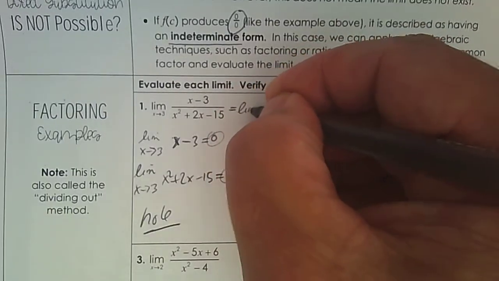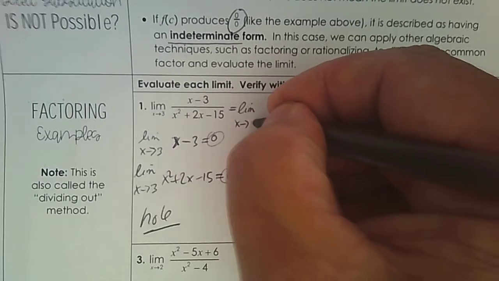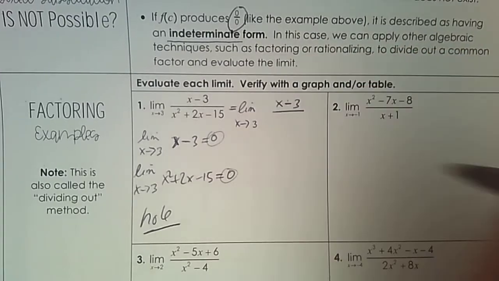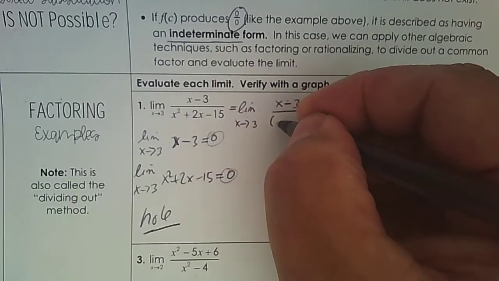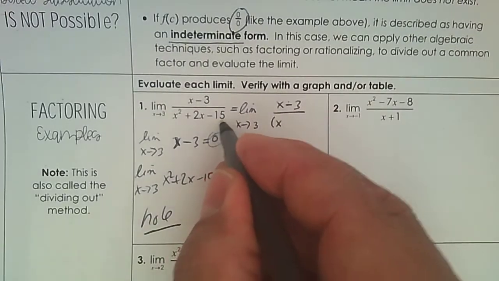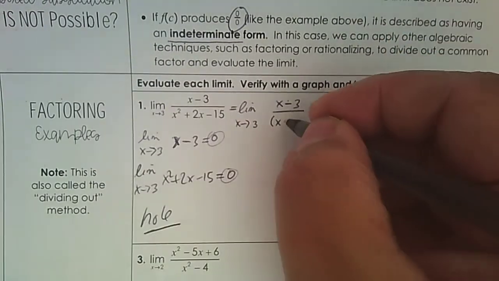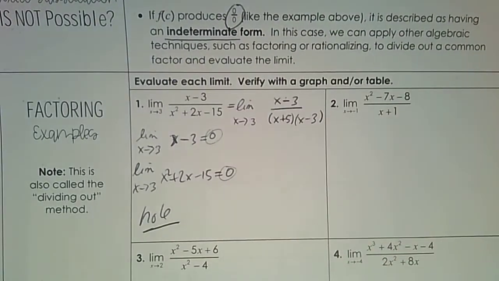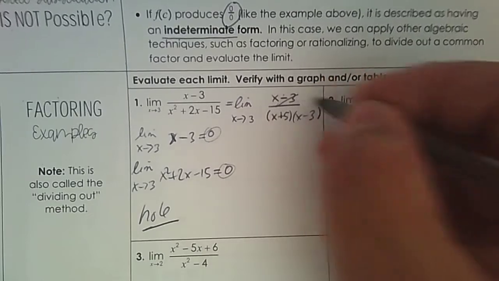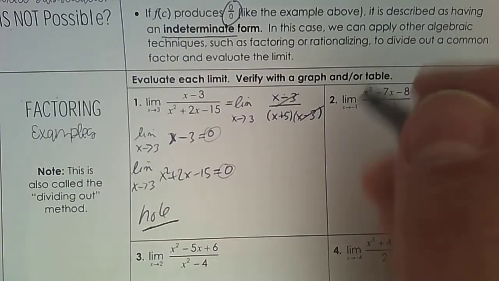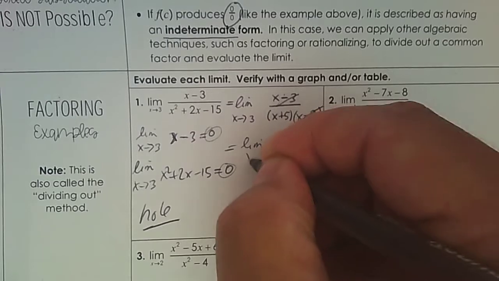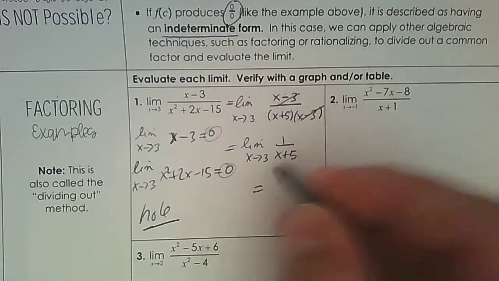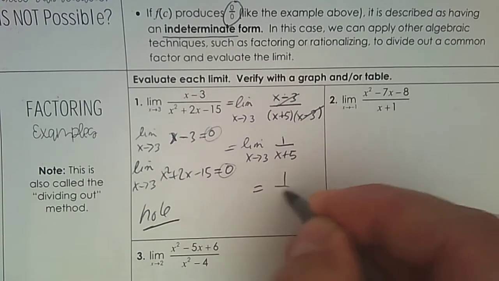So what we're going to do algebraically is simplify it. To simplify this, we're going to factor. To factor the denominator, it's a simple trinomial. What two numbers multiply to negative 15 and add to 2? That's positive 5 and negative 3. Notice that these divide out. That's the hole that's dividing out. And then what's left is 1 over x plus 5. Now I do a substitution again, and I can see the answer is 1/8.